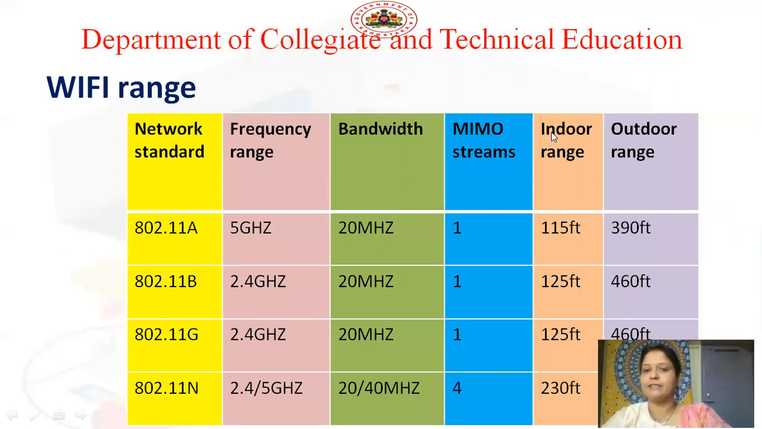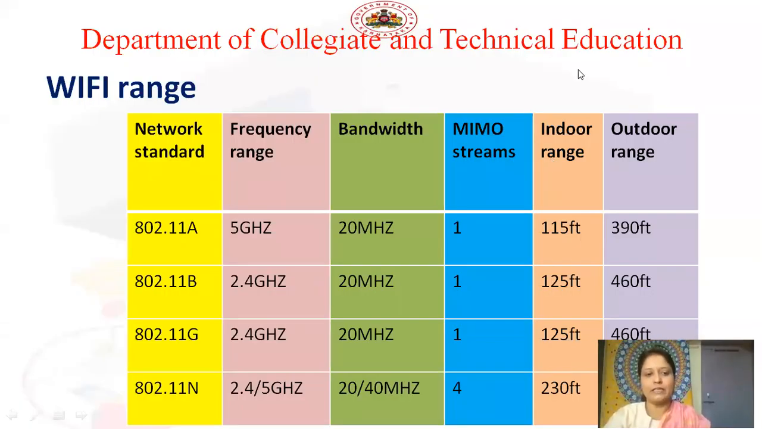Next is the Wi-Fi range, that is, the different ranges they occupy. If you consider 802.11a, the frequency range is 5 gigahertz, the bandwidth is 20 megahertz, the MIMO stream is 1, and the indoor range it can cover is up to 115 feet, and outdoor up to 390 feet. That is 802.11a. Next one is 802.11b.